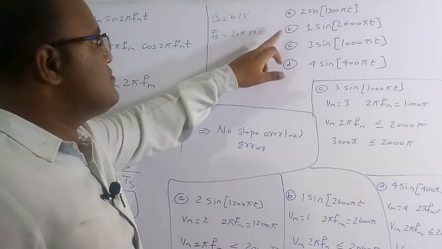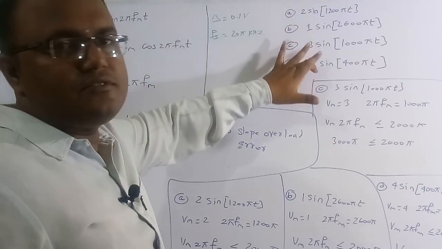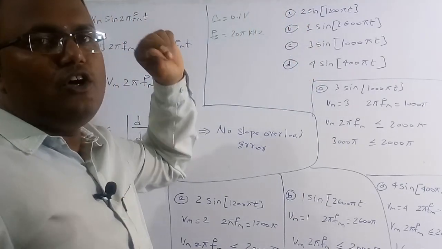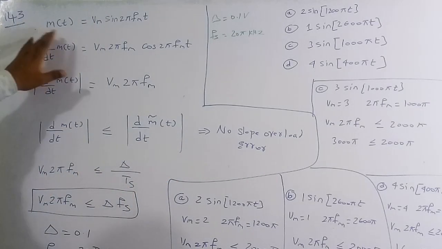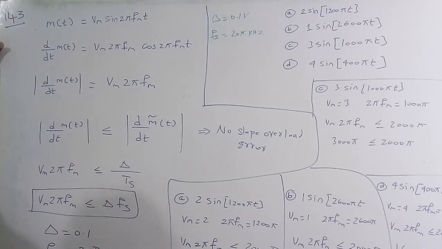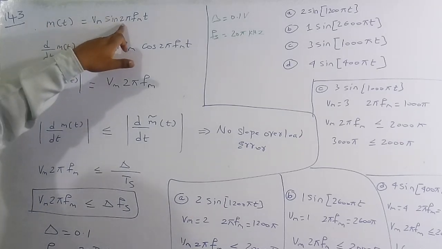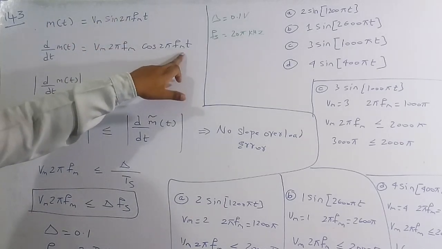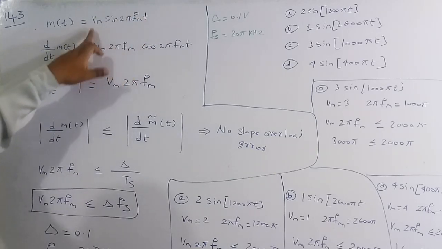So what is that message signal we need to figure out? These are the four options, A, B, C, D, and if you see carefully, everything is in terms of a sine waveform with some peak value. So I am going to take a general expression of the message signal, m(t) = Vm sin(2π fm t). I want the derivative of this message signal, d/dt of m(t). Sine differentiation is cos(2π fm t), and differentiating inside we get 2π fm times Vm.